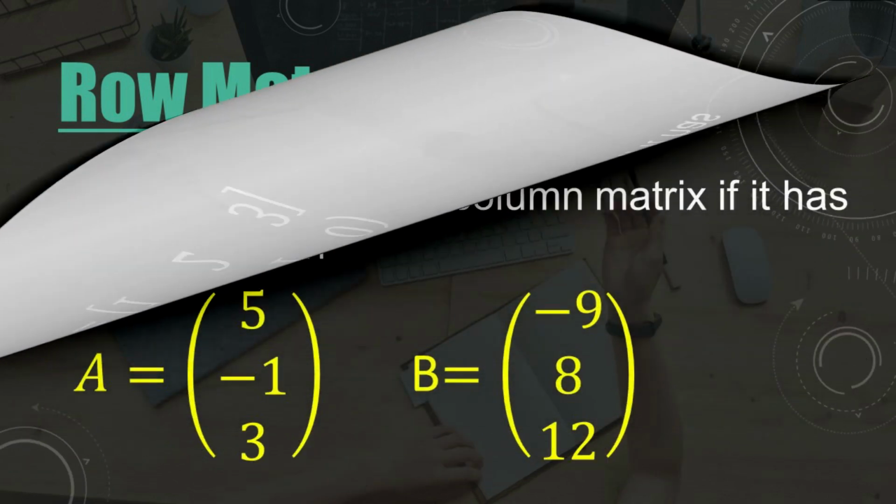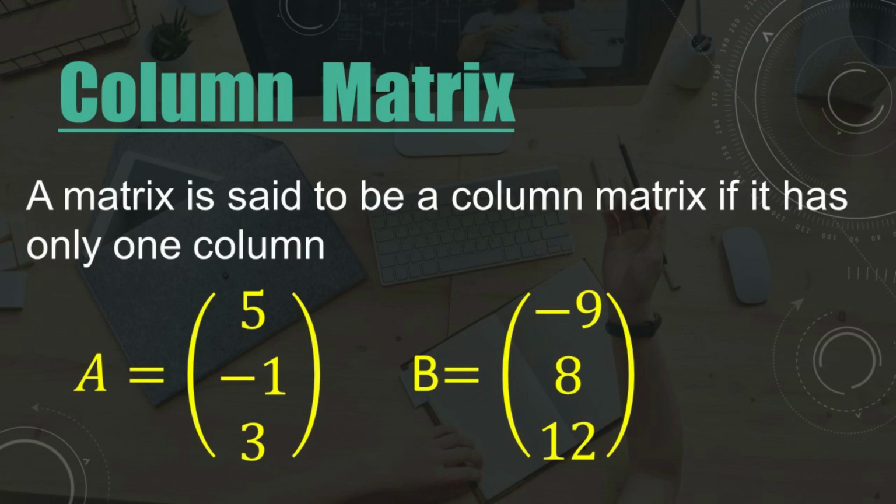The next one is column matrices. What is a column matrix? A matrix is said to be a column matrix if it has only one column. So like a row matrix, where we have only one row, now in the column matrix we have only one column. Again, the rows can be any number. It can be 2, 3, so many rows can appear.